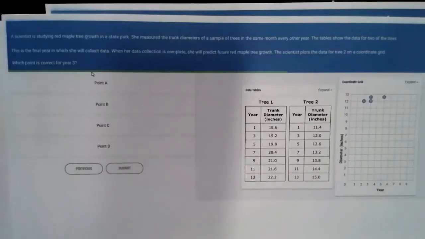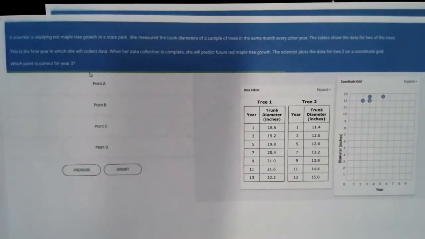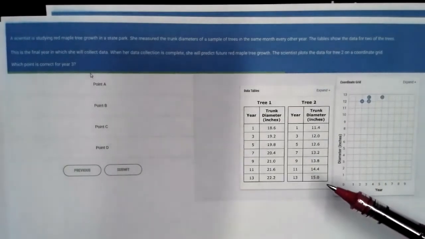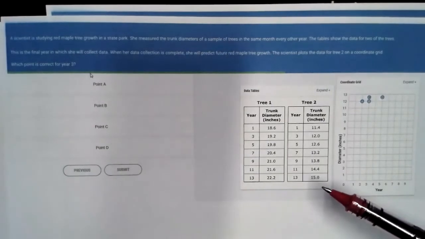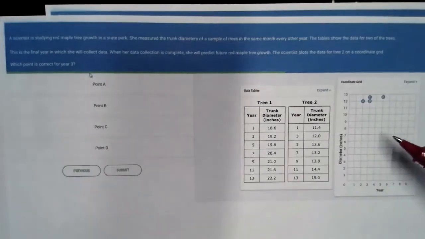A scientist is studying red maple tree growth in a state park. She measures the tree trunk diameters of a sample of trees in the same month every other year. The tables show data for 2 of the trees, and that's these 2 tables right here. This is the final year in which she will collect data. When her data collection is complete, she'll be able to predict future red maple tree growth. The scientist plots the data for tree 2 on a coordinate grid, this here.